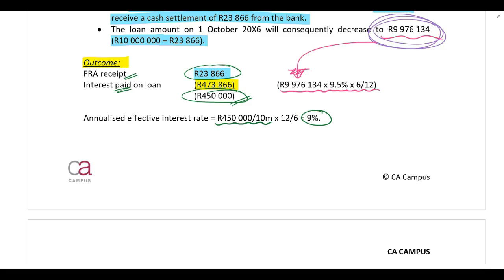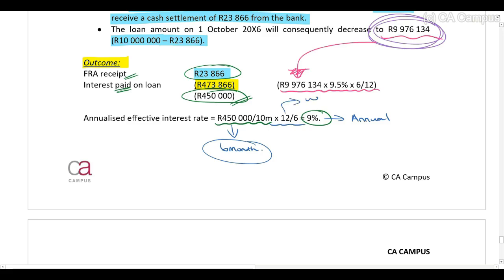Once again, guys, why am I multiplying by 12 over 6? Please remember, we always want an annual rate over here. However, this is the amount that relates to a 6-month period. So if it relates to a 6-month period, we need to multiply by what we want. We want the annual rate, so we multiply by 12 and we divide by 6 because that is what we've got. This relates to a 6-month period.